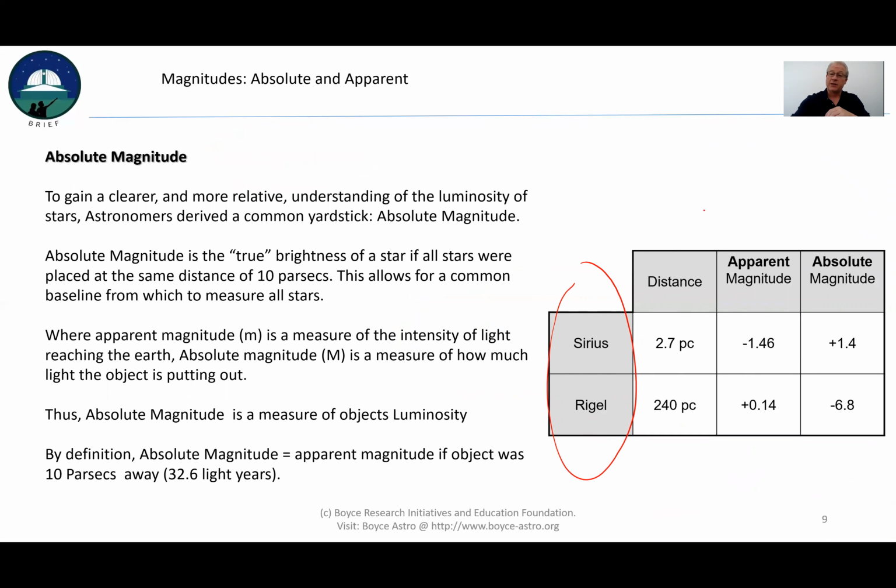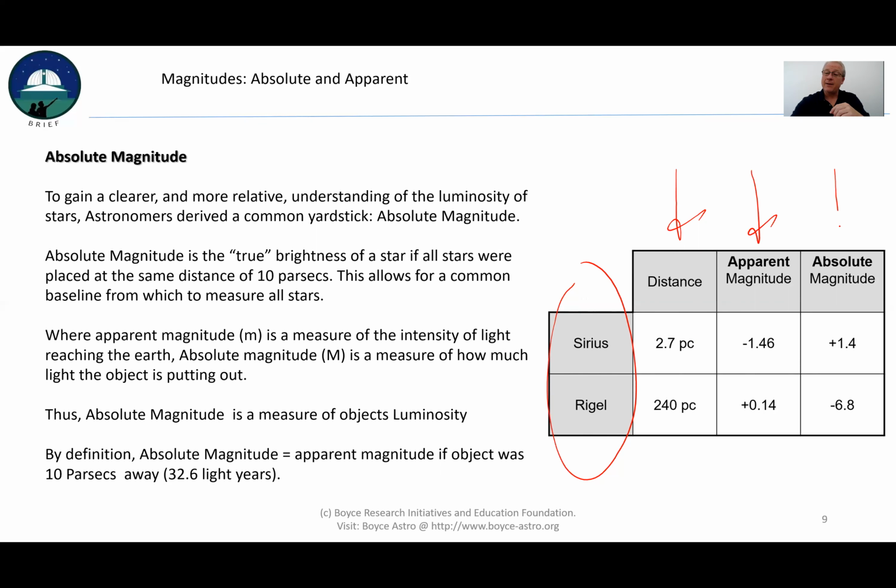So here are their distances. Their parsec differences are significantly different. Rigel is much further away, 240 parsecs away. Sirius is right next door, 2.7 parsecs, very, very close to us. So the apparent magnitude, remember, what I see, is that Sirius is much brighter. It's at a negative magnitude value. It's a very bright star. Rigel is right about 0 magnitude on the apparent scale. Fortunately, these two are in the same part of the night sky, and you can see this in the winter.